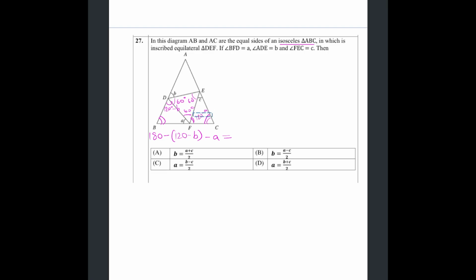This one over here will be 120 degrees minus A. So this angle over here, angle ACB, will be 180 minus 120 minus A minus C. So we have B minus A is equal to A minus C. So what do we have? B plus C is equal to 2A. A is equal to (B plus C) by 2, which is option D.